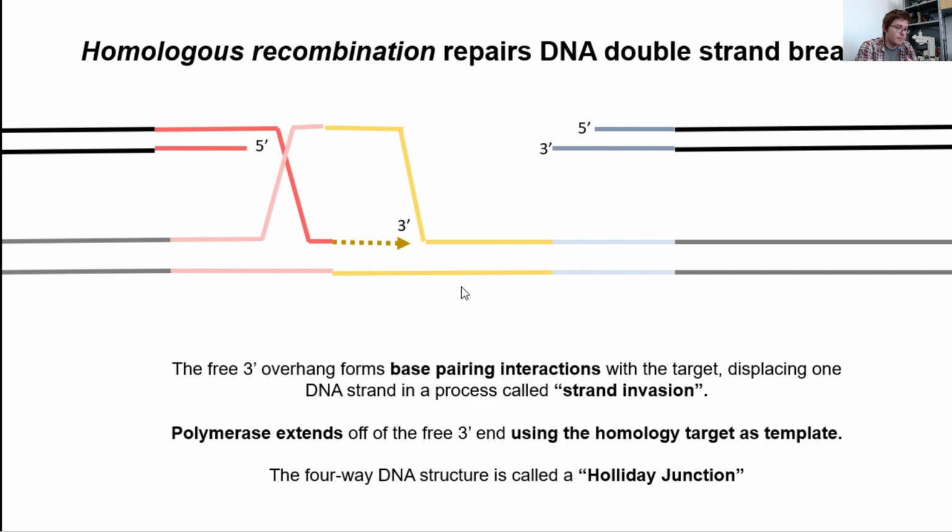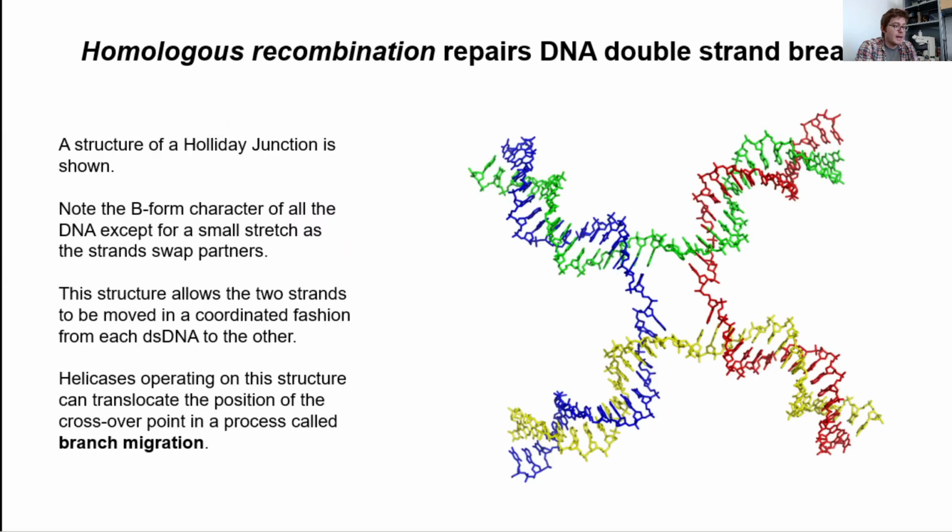Okay, and I should also point out that this 4-way structure that you see here forming is called a Holliday junction. So this is where the crossover between these two fragments of double-stranded DNA is taking place. And these Holliday junction structures, I'm showing you here a detailed structure of one so that you can take a look at it. The key thing here is that you have this four-way DNA junction, and there is B-form character to all of the double-stranded DNA that you're forming here, except for this small little stretch in between as the strands swap partners.